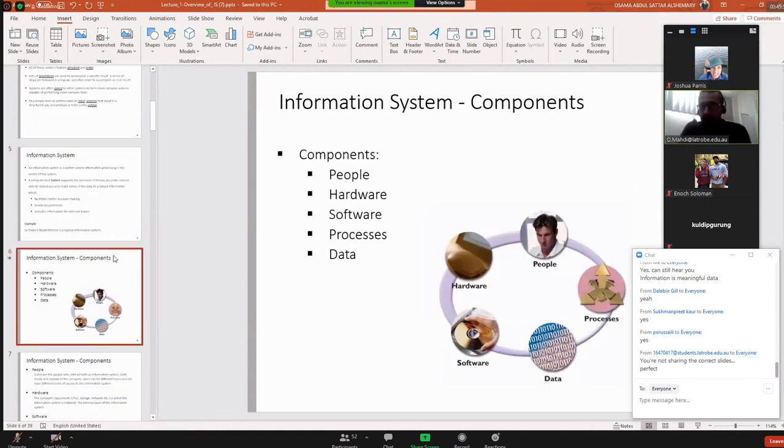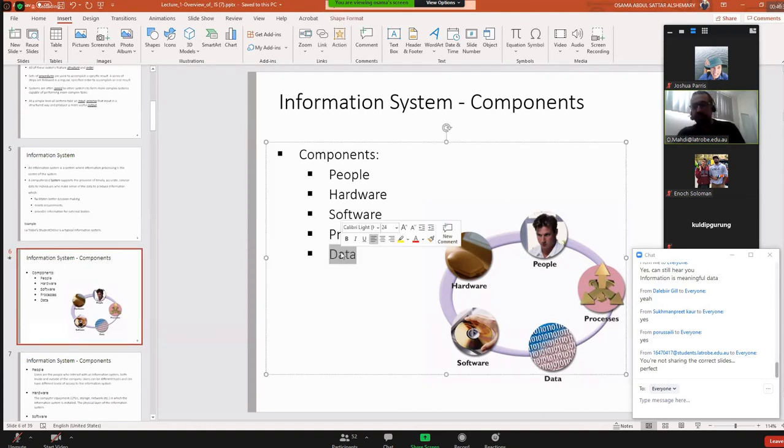Now, when we talk about the information system, there are main components for any information system, whether it is a simple information system by itself or combined or compounded with other information systems, so that at the end we have a more complex information system. In general, all of them consist of five main components: people, hardware, software, processes, and finally the data. If you look here, we didn't say information. What did we say? We said data.